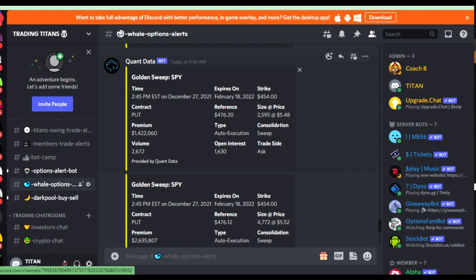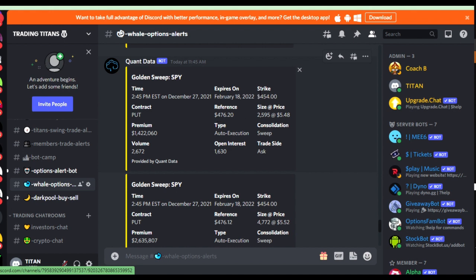Anything that's a sweep right here or a split, more likely you want to go with sweeps, but splits are fine as well, they're going to catch my attention. Anything that's at the ask or above the ask, which we'll go into a little bit later, those are the kind of trades you want to be looking for. Those are the kind of trades that I particularly set myself up for.